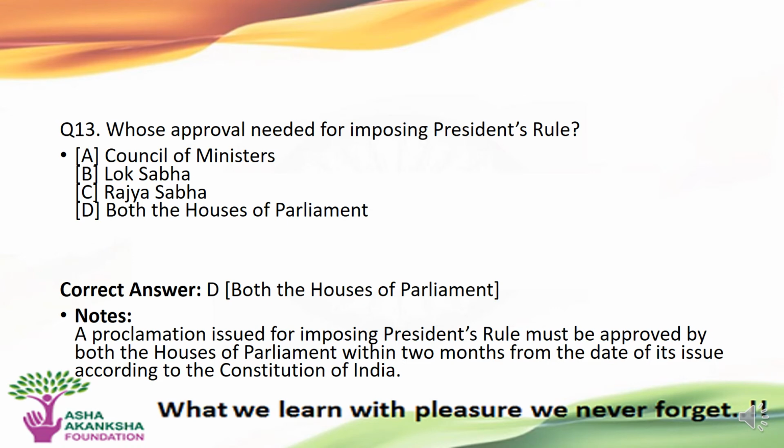A proclamation should be issued for imposing the President's rule and it must be approved by both the Houses of the Parliament within 2 months from the date of its issue, according to the Constitution of India.